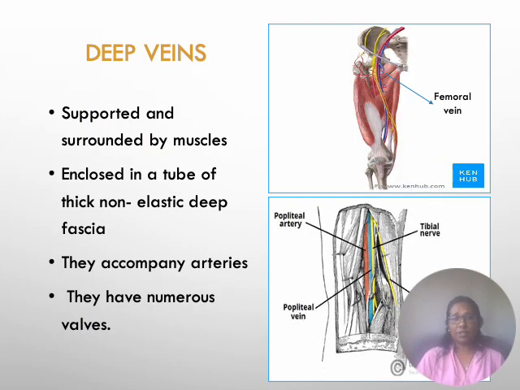Now, as we have finished the superficial veins, we are moving on to the next set of veins, which is the deep veins. As the name says, they are deeply placed, supported and surrounded by muscles. They are enclosed in a sheath of thick, non-elastic deep fascia along with arteries. Numerous valves are present within the deep veins, and when compared to the superficial veins, the number of valves is a lot more.